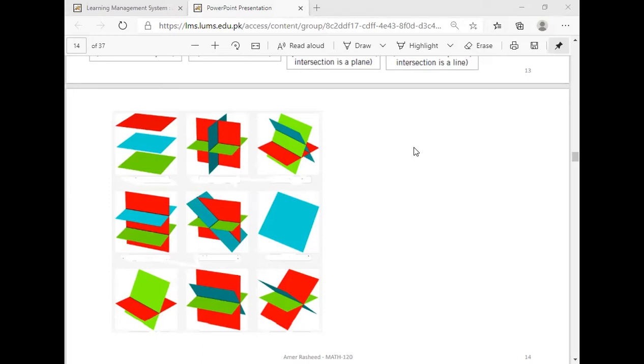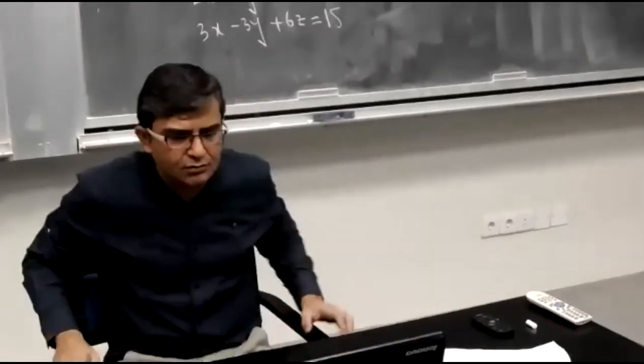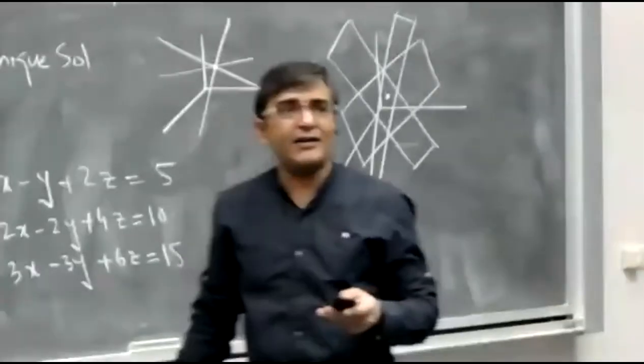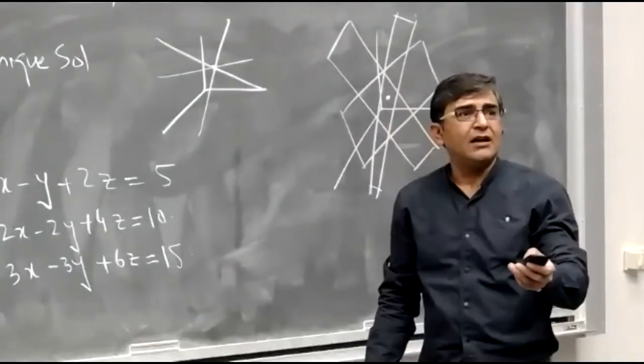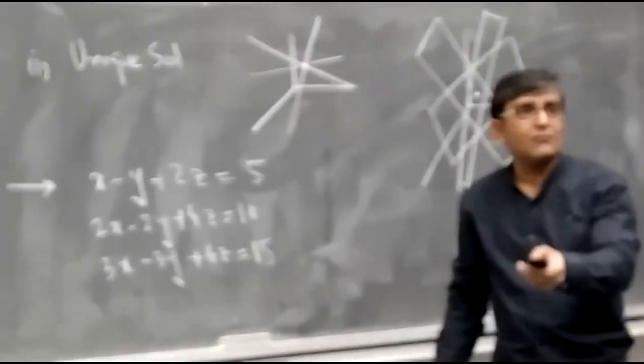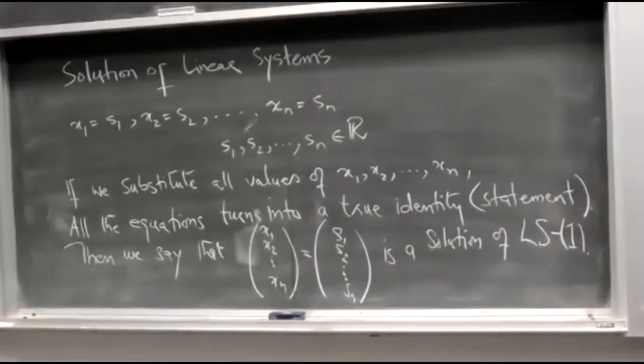Okay, I hope you get it. Any questions? Yes, sir. Okay, so these are the possibilities, but I'm going to stop sharing. I hope everybody has seen it. Now let's get back to the board. Now let's discuss them mathematically. Geometrically, this is what happens when the three planes are intersecting.